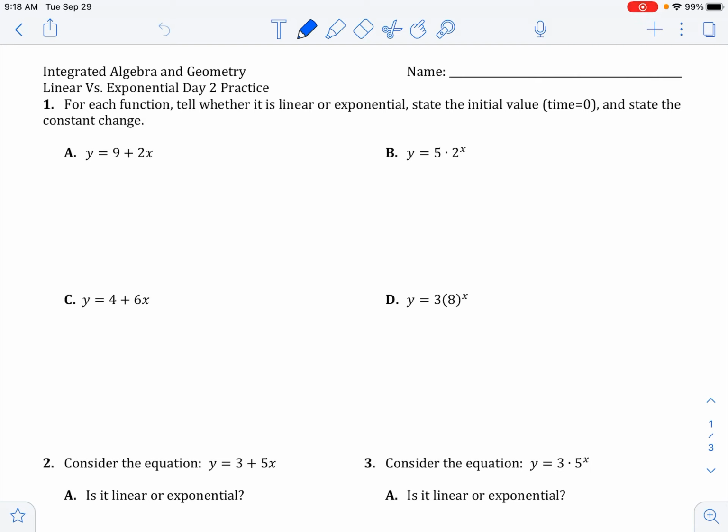Okay, so number 1 says for each function, tell whether it's linear or exponential. State the initial value. So when x is 0, what is y? And then state the constant change. Okay, so go ahead and pause the video and try the first 4 on your own.